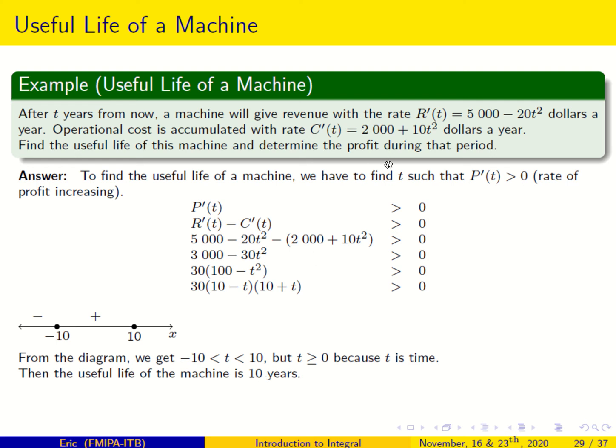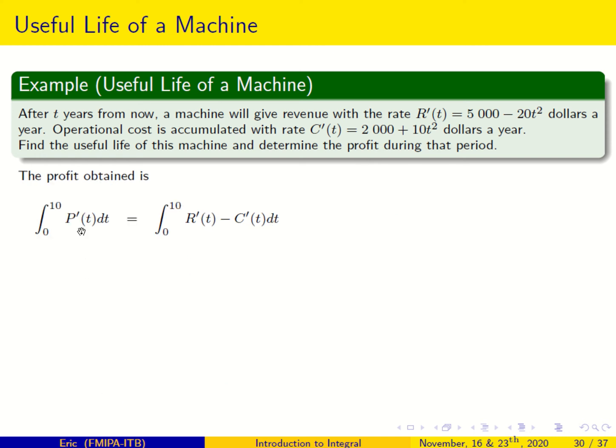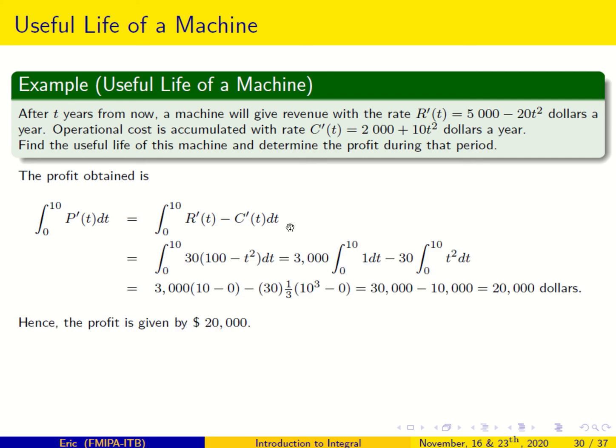Okay, so how much profit during that period? You just have to integrate P prime of t from 0 to 10. So you have this, and using properties of integral and definite integral formulas, you have this and you have this. Hence, the profit is given by this. Okay, that is the useful life of a machine.